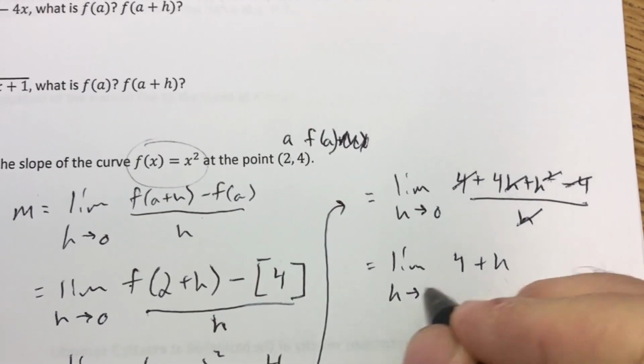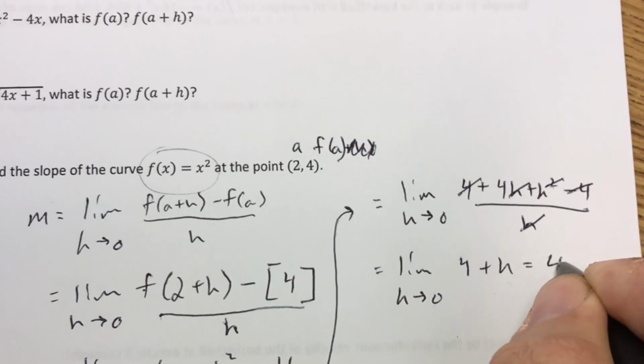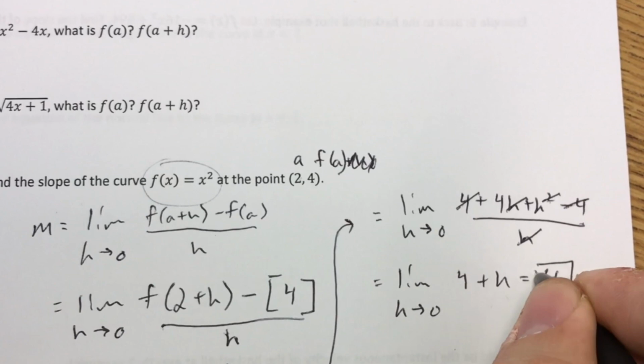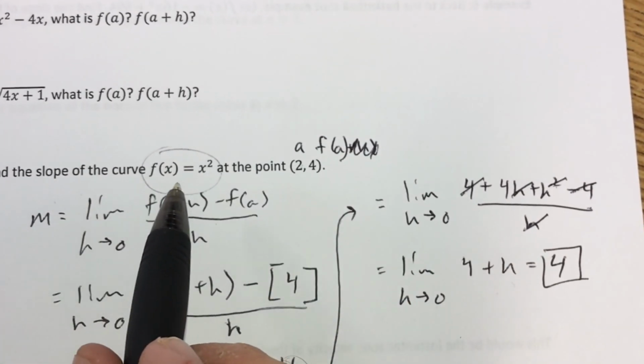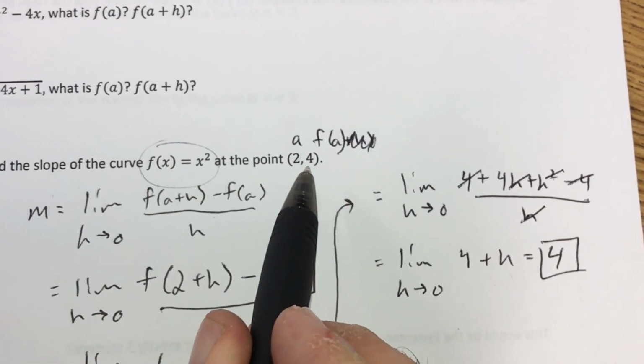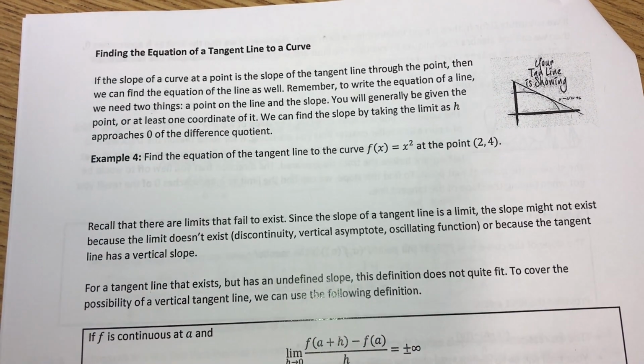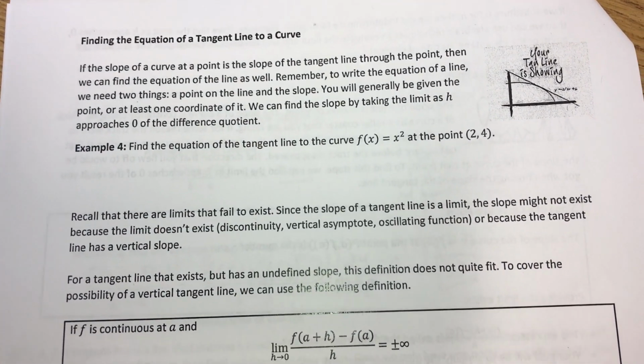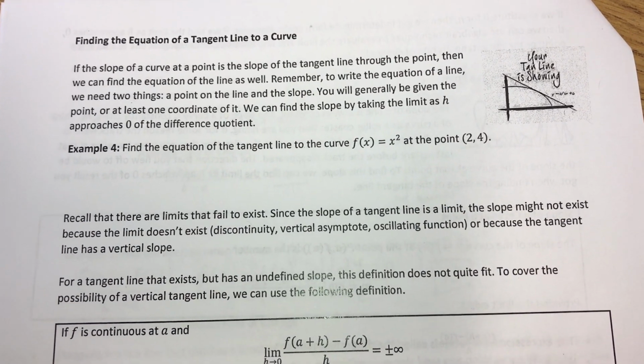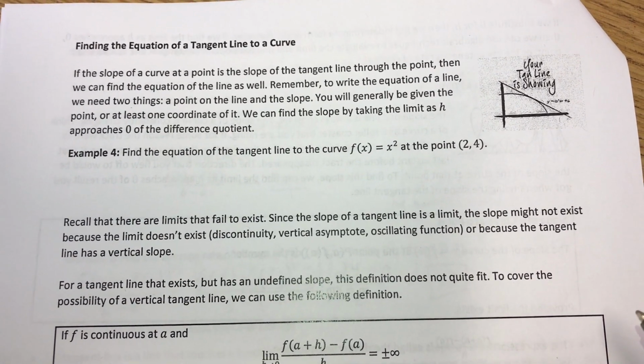So what I have found when I evaluate this limit is that the slope of the curve of x squared at this point (2, 4) is 4. Something else you're going to have to find often is the equation of a tangent line. We will use that a lot this year. For right now, we just want to be able to find it.